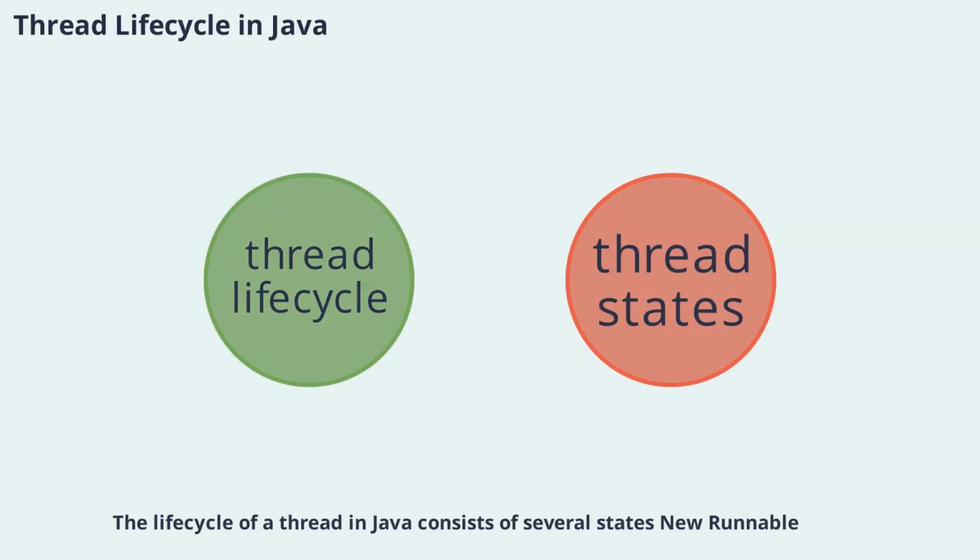The lifecycle of a thread in Java consists of several states: new, runnable, running, blocked, waiting, and terminated. A thread starts in the new state, becomes runnable after start is called, enters running when executing, moves to blocked or waiting when waiting for resources, and finally reaches terminated after finishing execution. Understanding these states helps you manage thread behavior and troubleshoot issues in concurrent applications.